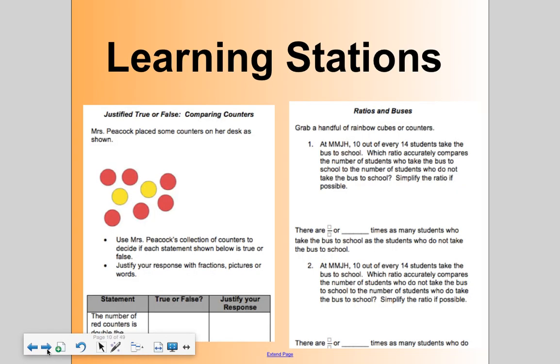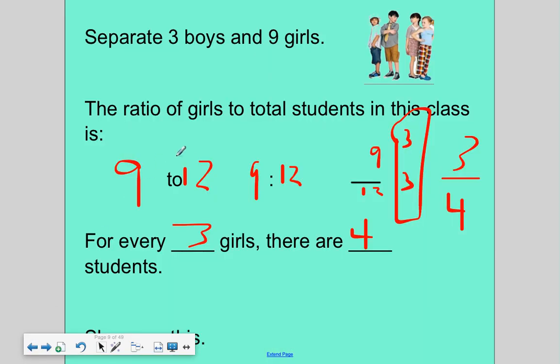So ratio is comparing 2 quantities, its values. So you're comparing 2 things. It could be part to whole, or part to part. You can simplify it. It can be represented in 3 ways: you can represent it with the word "to", with a colon, and in fractional form, and you can simplify it. So this is ratio, comparing two quantities.